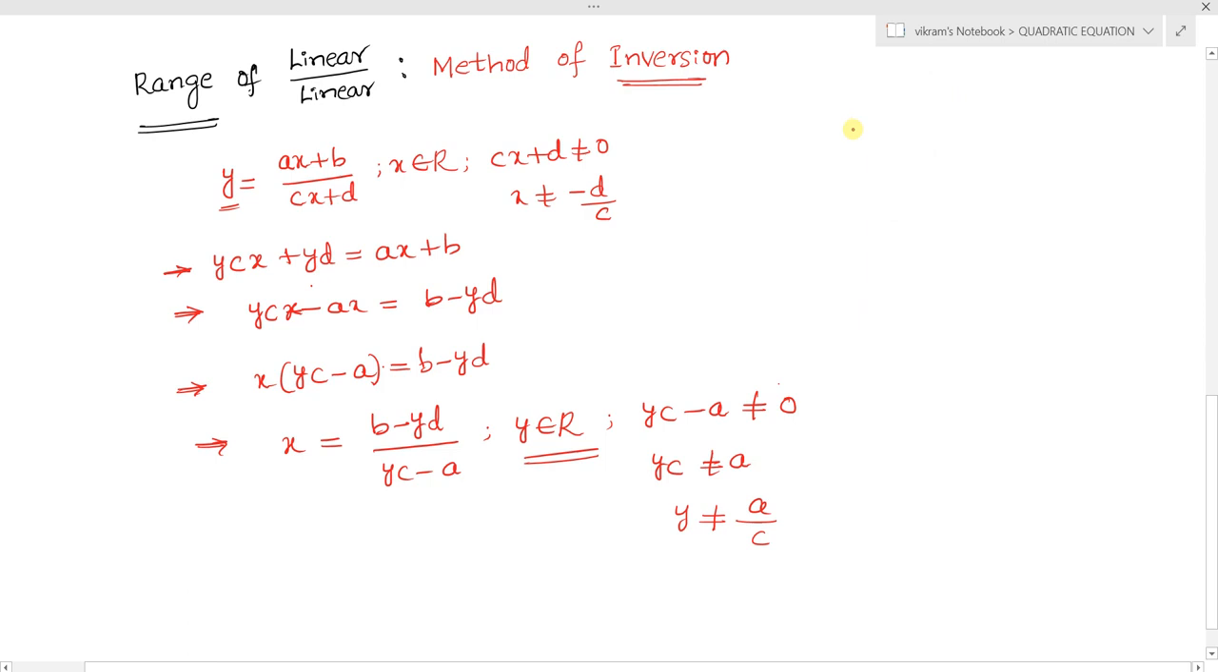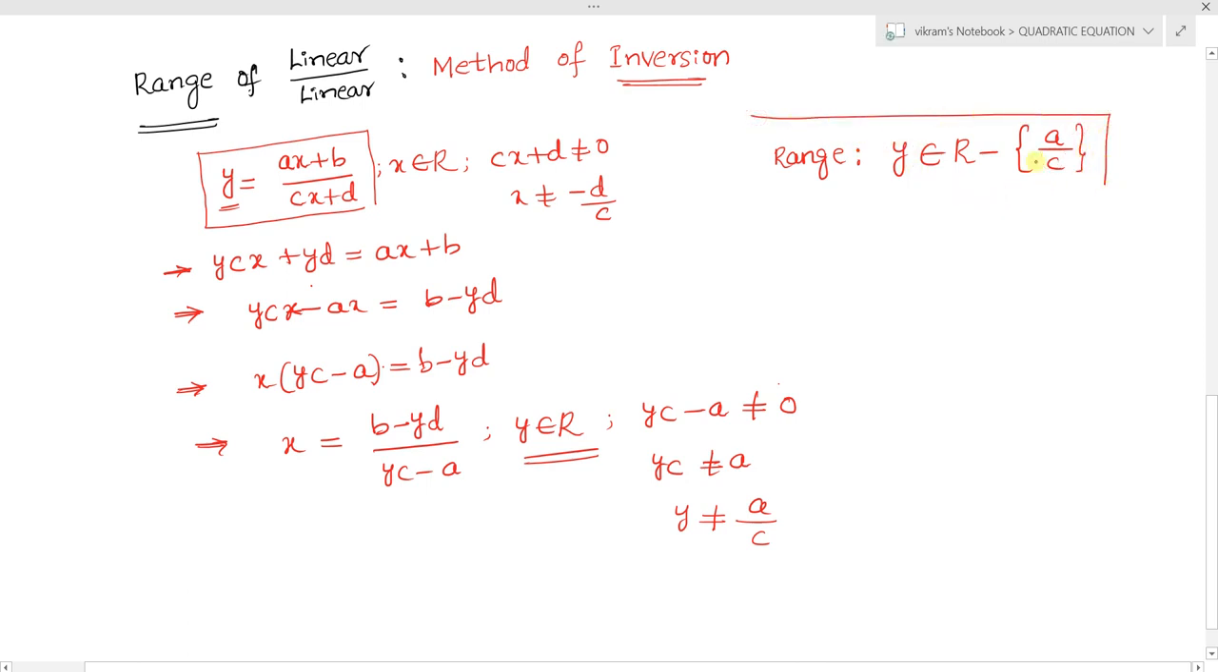So we can write the range of the given function which is in the form of a linear by linear. The possible values of y, which is nothing but the range, can be written as y belongs to all the real numbers, but it does not include the value a by c. That particular value has to be removed from all the real values.